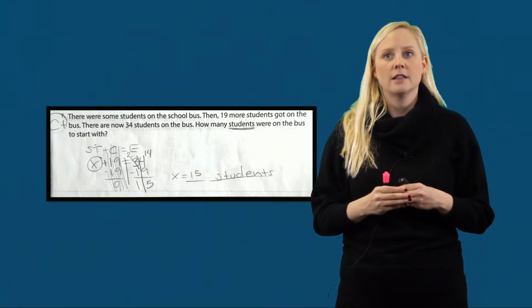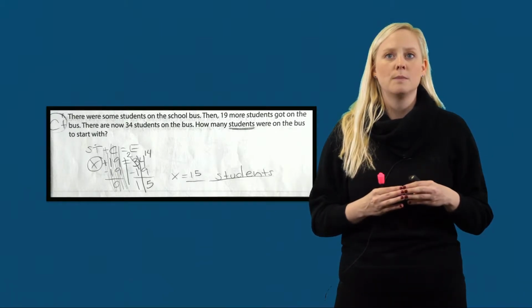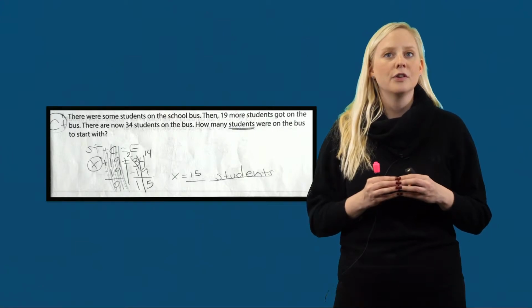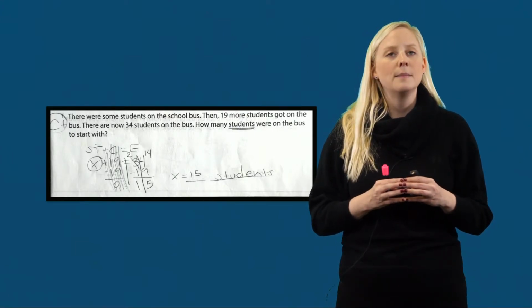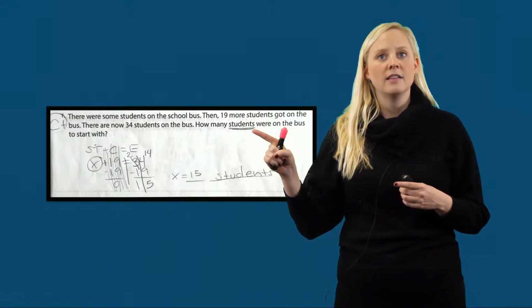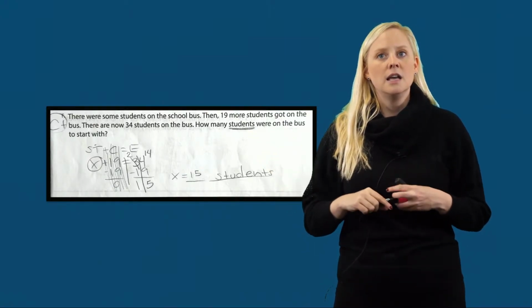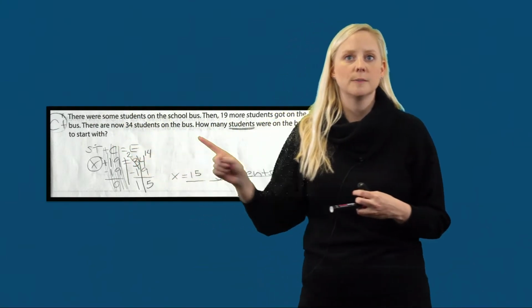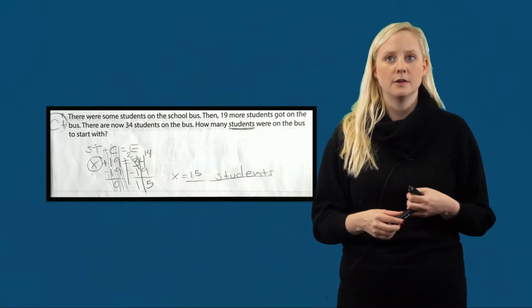Let's read it together. There were some students on the school bus. Then 19 more students got on the bus. There are now 34 students on the bus. How many students were on the bus to start with? We read the problem, we underline the label, which is students. Here we see 19 is about students and 34 is about students. We don't have any irrelevant information.